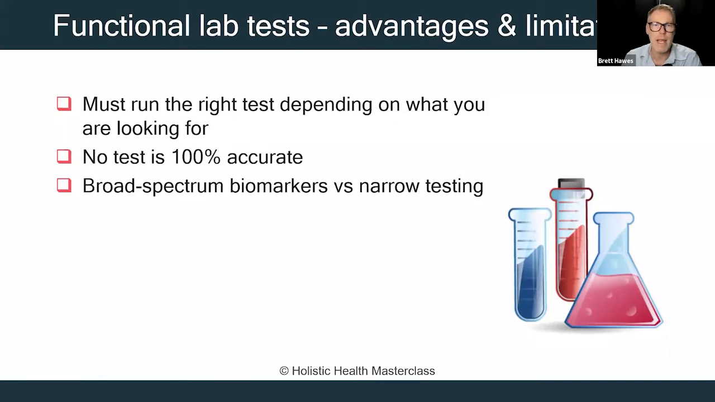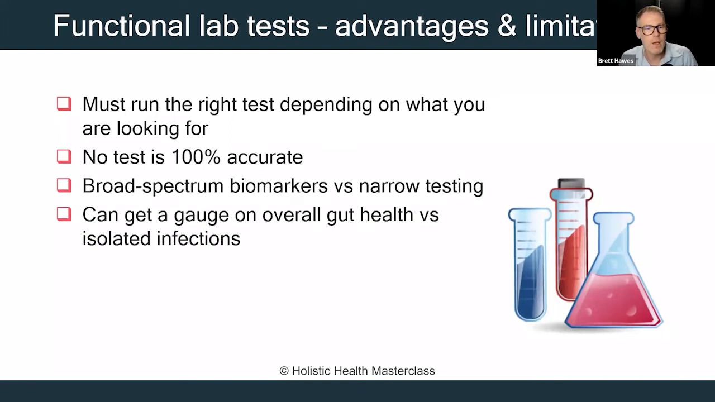Why not test for 80 biomarkers? Why not test for 120 biomarkers? Let's have a look at overall digestion, at leaky gut, at gallbladder functioning, at pancreatic functioning, and so on and so forth. Why not do that, right? That's a holistic way of looking at functional lab testing. You can get a gauge on overall gut health versus isolated infections, right? So that's really the advantage of running a broad spectrum or a comprehensive stool test as opposed to something very, very narrow.